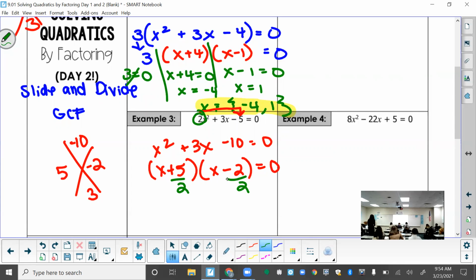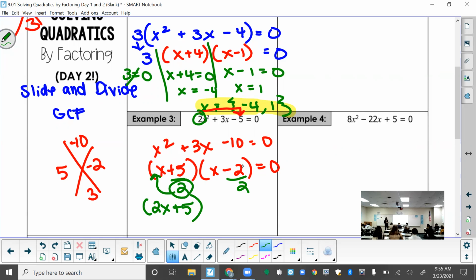Reduce these fractions as much as you can, but you will have to end up sliding one of them in front of the variable. It's kind of like slide and divide and then slide again. All right, so 5/2 cannot be reduced anymore, so you have to keep it as a fraction, other than a decimal, you don't want a decimal. So x plus 5. We move the 2 in front of the variable and it becomes 2x plus 5.